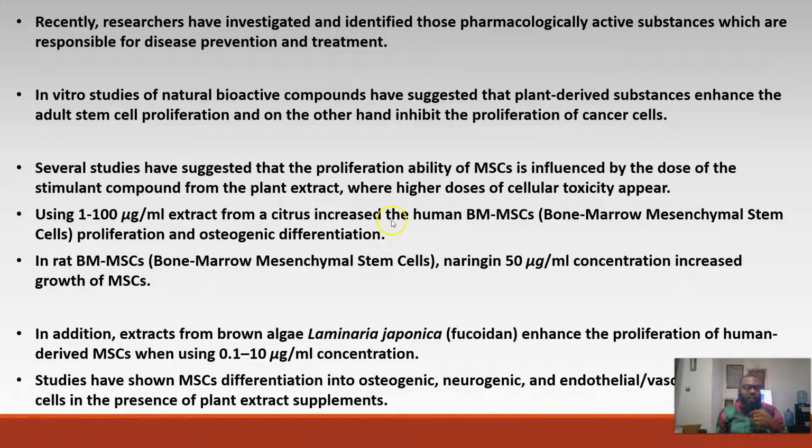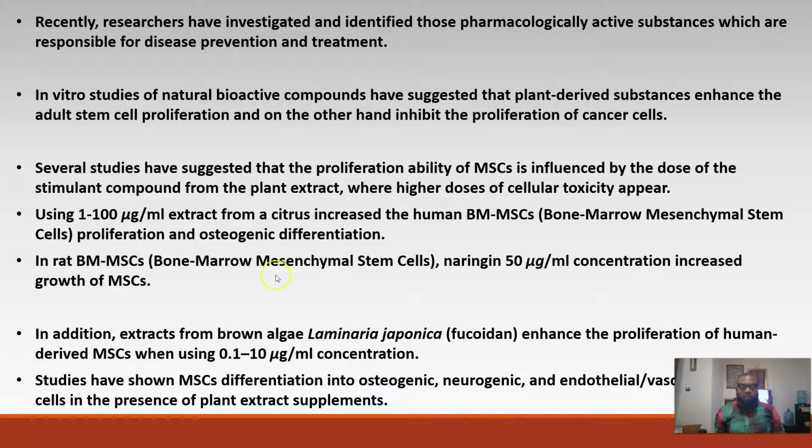All right, so recently researchers have investigated and they identified those pharmaceutical active substances which are responsible for disease prevention and treatment. So it basically says that when you add 1 to 100 extracts from citrus, it increases the human bone marrow mesenchymal stem cells proliferation. In rat bone marrow mesenchymal stem cells, when you add naringin at 50 parts per million concentrations, it increases the growth of these mesenchymal stem cells.